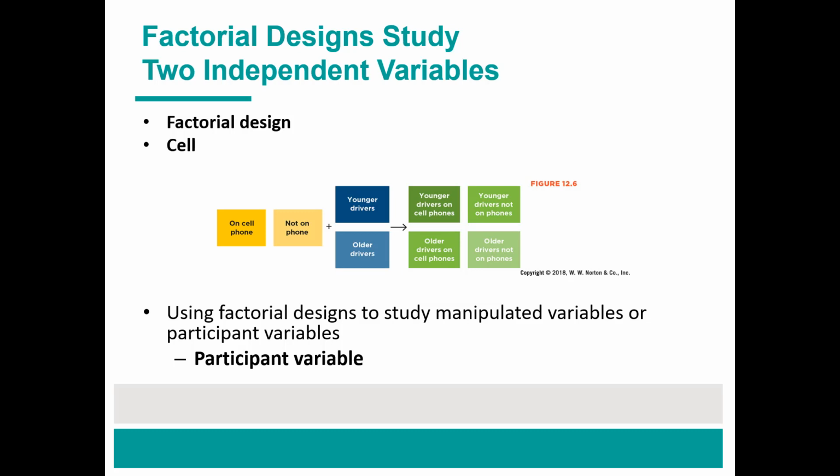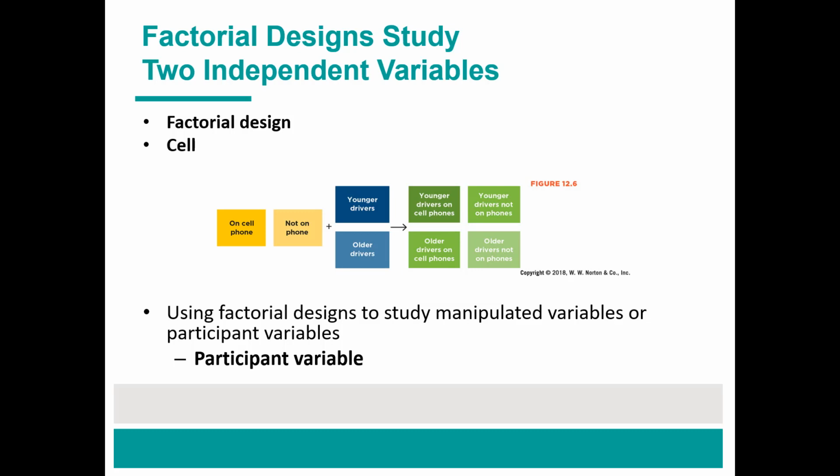If you look at the figure here, you can see how factorial designs cross two independent variables. By crossing cell phone use and driver age, we end up with 4 cells, or unique conditions. That's 2 levels of independent variable 1 by 2 levels of independent variable 2, which equals 4 cells or conditions.